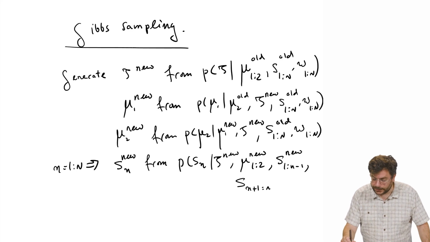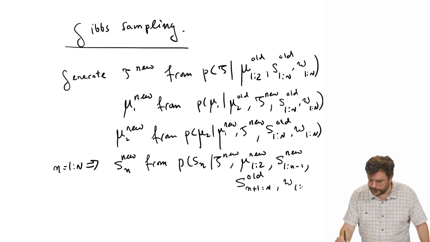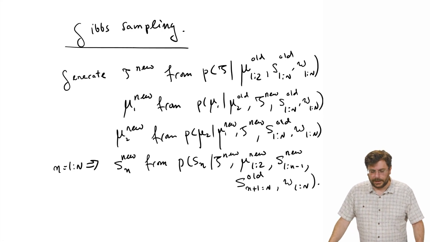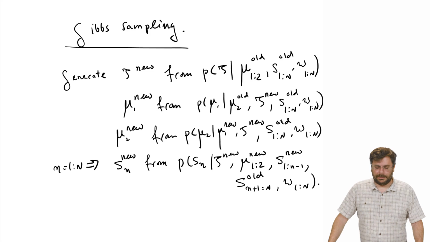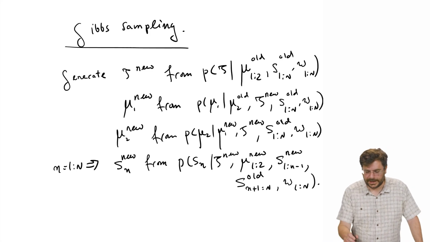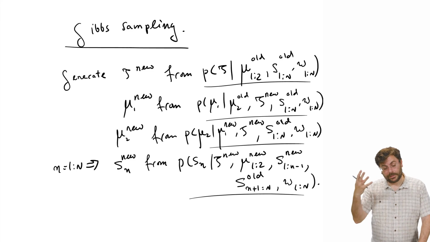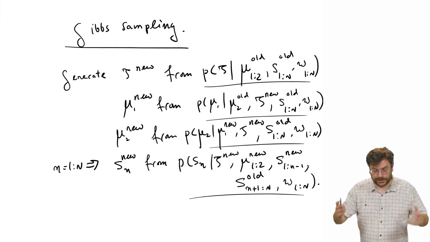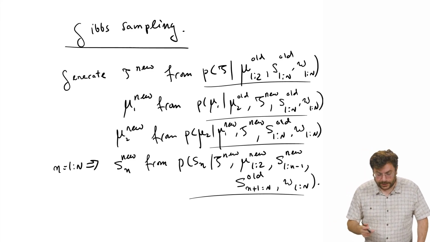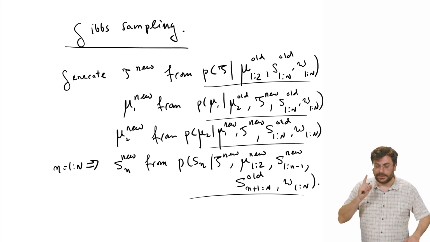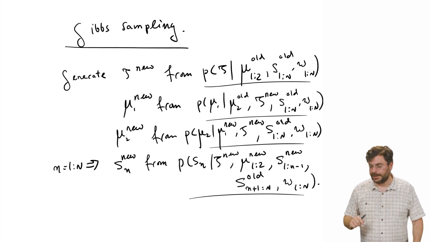Sn plus 1 to big N old, as well as, of course, the data itself. So we basically have to do this, then that, then that, then that. Four steps form one Gibbs iteration, and then after one Gibbs iteration, we obtain a tau nu, mu1 to 2 nu, S1 to n nu. That's one sample, and then we can iterate again.